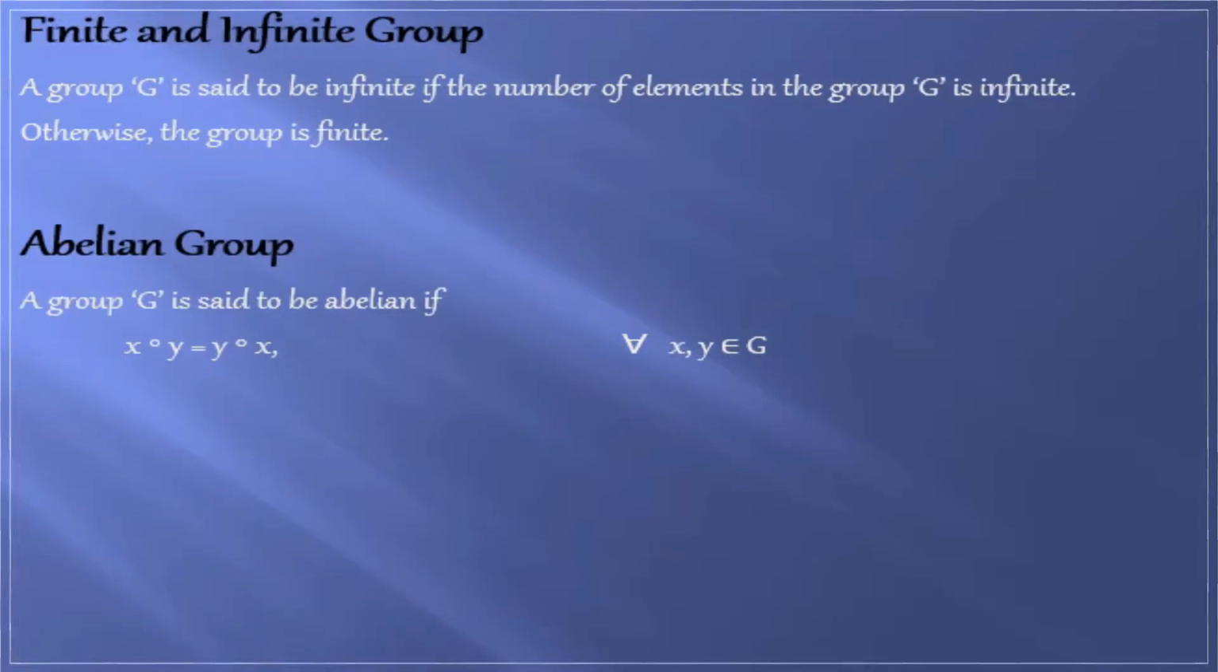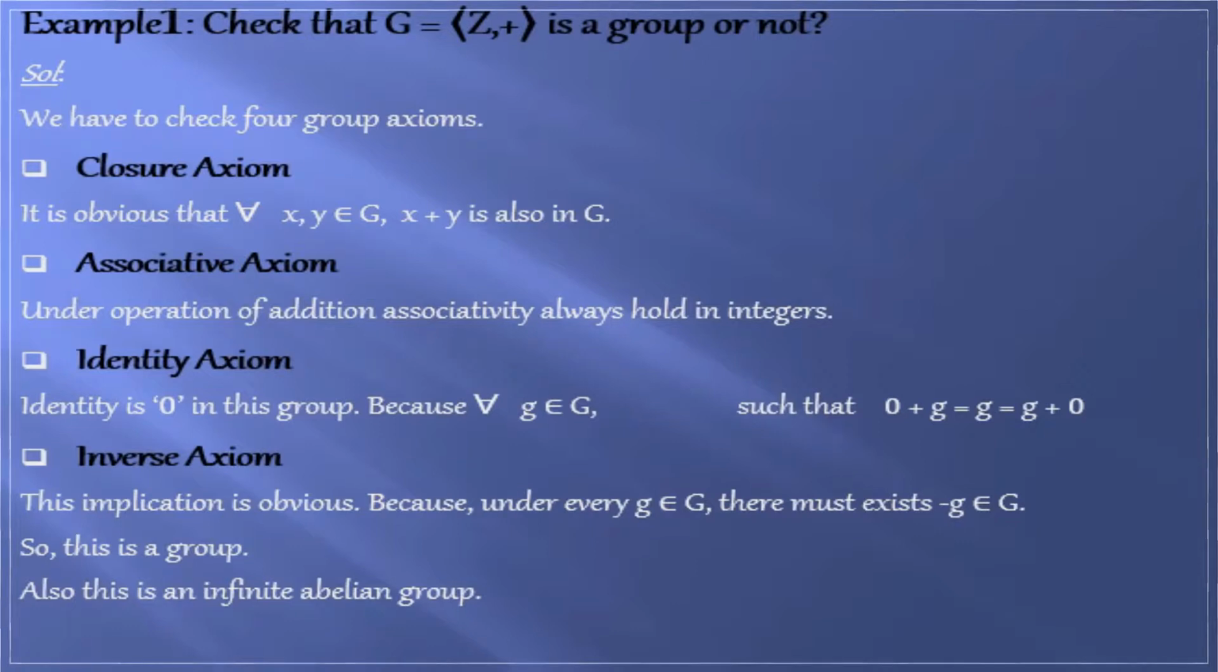Now, let's see the definition of finite and infinite group, also an abelian group. If the number of elements in a group is infinite, then it is called the infinite group, otherwise finite. Now, here it is abelian group. A group G is abelian if x operation y is equal to y operation x, for all x and y belongs to the group.